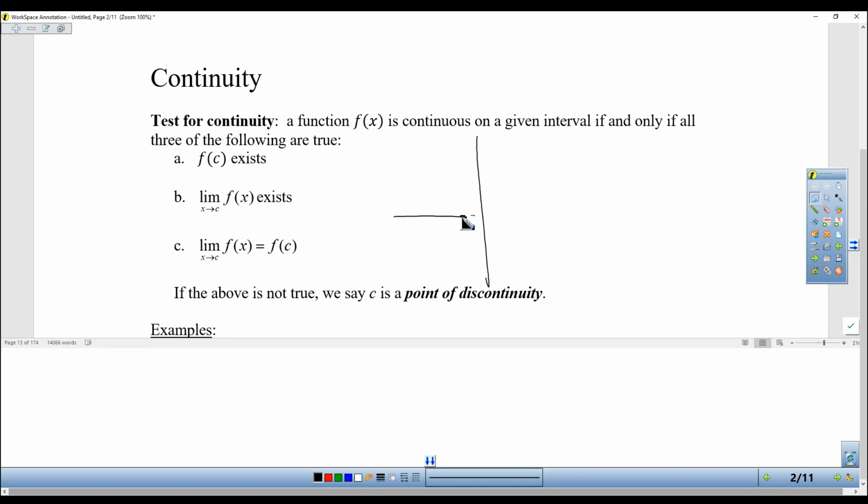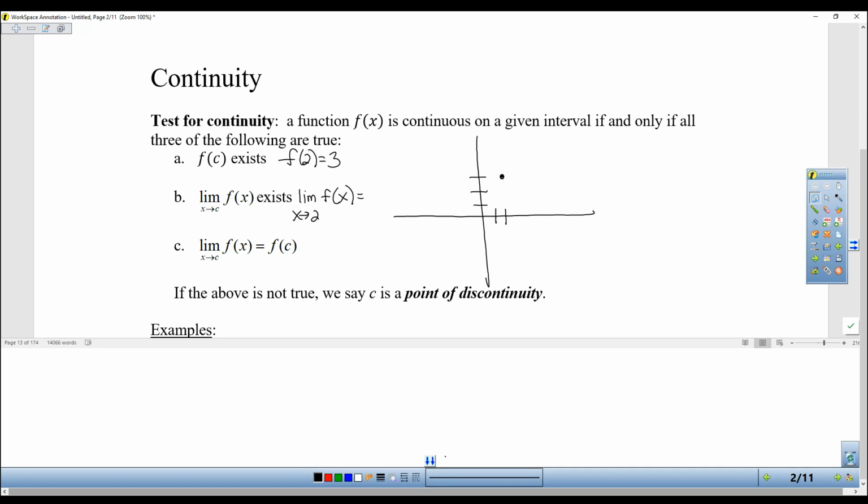So let's say that I told you that f of 2 is equal to 3. That means that at 2, my function's at 3. So I've chosen 2 as my c. Now the question is, does the limit as x approaches 2 exist?